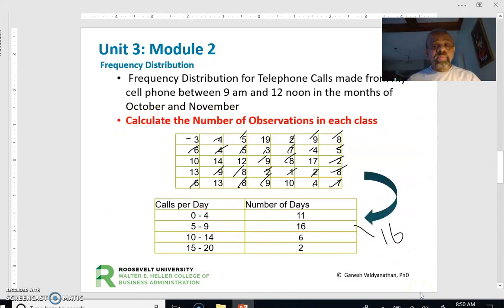In the next one, I have the frequency distribution for telephone calls made from my cell phone. I make calls from my telephone between 9 a.m. and 12 noon in the months of October and November. I'm observing and measuring those, counting the number of calls that I've made from my cell phone between 9 a.m. and 12 noon in October and November. And I come out with this data.